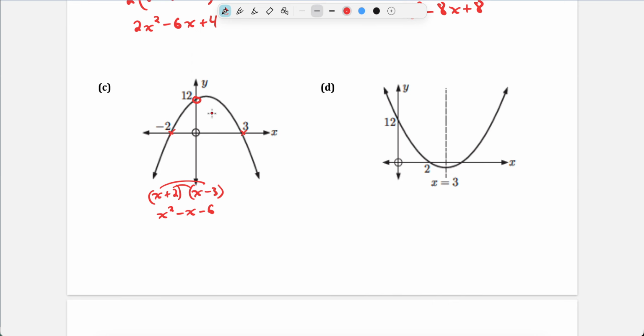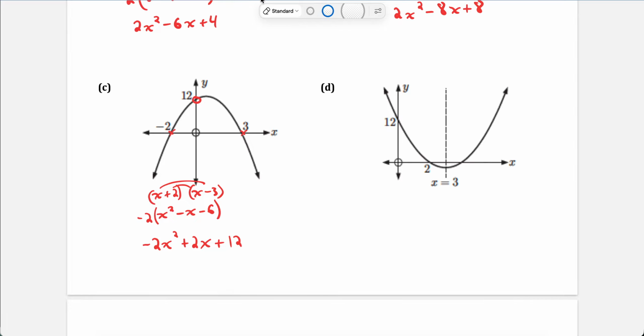I can also see that I have a downward facing parabola, so whatever my scalar is that I need to multiply, well, it needs to change this -6 to a +12, and it needs to make this leading coefficient negative, because when I have a negative leading coefficient, then I'll have a downward facing parabola. So I actually need to multiply this by -2. So when I do that, I have -2x squared plus 2x and then plus 12. So we can see here negative leading coefficient and then +12 for my y-axis intercept.